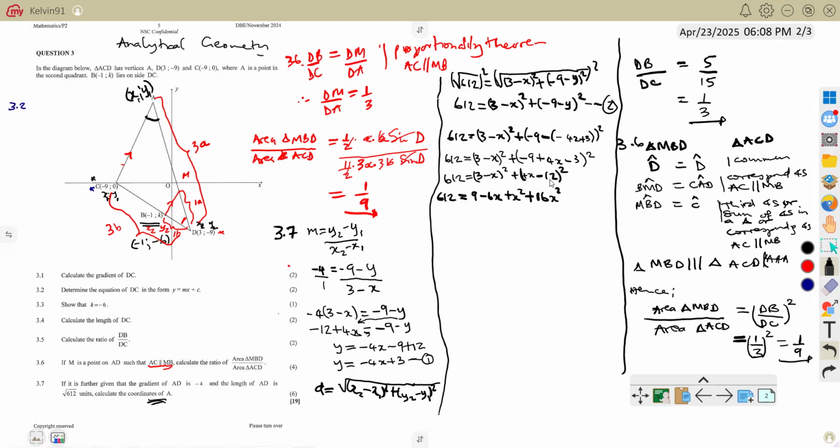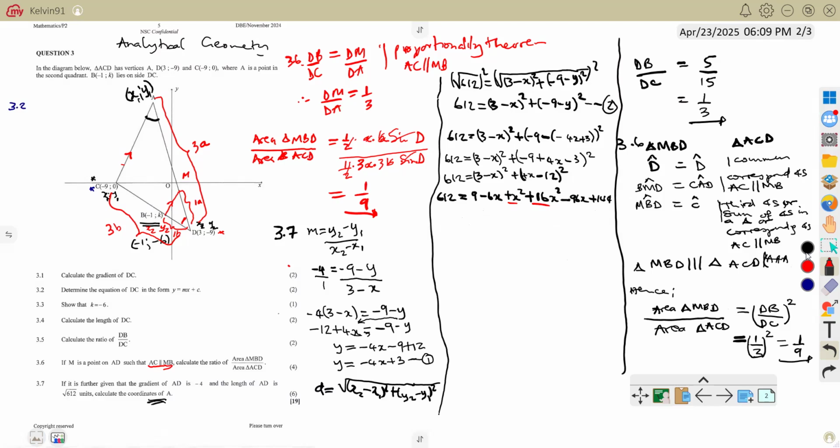2 times minus 12 is minus 24. Minus 24 times 4 becomes minus 96. So here it's going to be minus 96x plus 144 for 12 squared. Then simplify. If you take like terms, we can take this one and this one. We are going to get 17x squared.